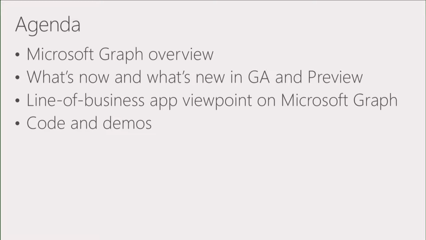So, what are we going to talk about in this session? We're going to do a quick overview of the Microsoft Graph and look at what's new and what's available at the moment and what things we're announcing this week here at Ignite. We've got some great new stuff for you. And then we're going to spend the majority of the time looking at the graph from the point of view of building line of business applications and dive into some great code and demos.